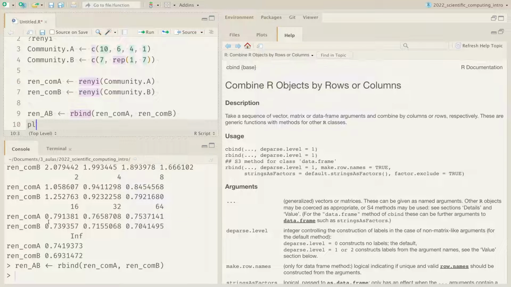And I want to plot this. If I plot this, it's not very beautiful because base R is not beautiful. It will just put maybe some dots. Remember how R plots diversity?